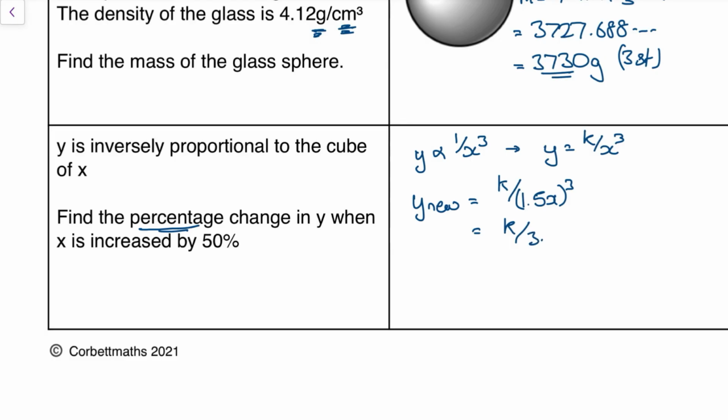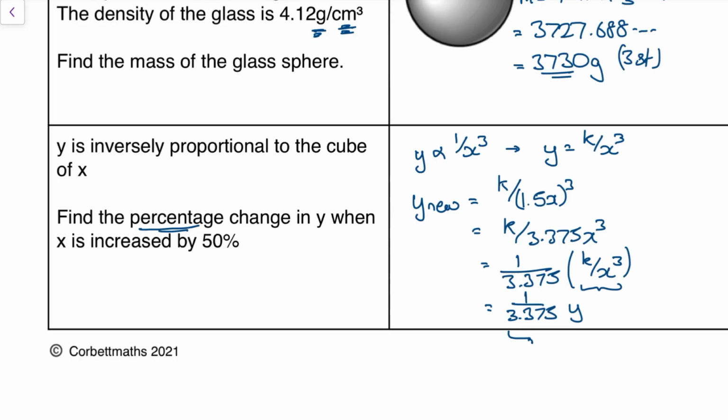So that's 3.375 x cubed, which I can write as 1 over 3.375 times k over x cubed. And that's the same as 1 over 3.375. Well, this is just my original y, isn't it? And this is just quite a long-winded way of getting to the point that my new y is 1 over 3.375 times my old y.